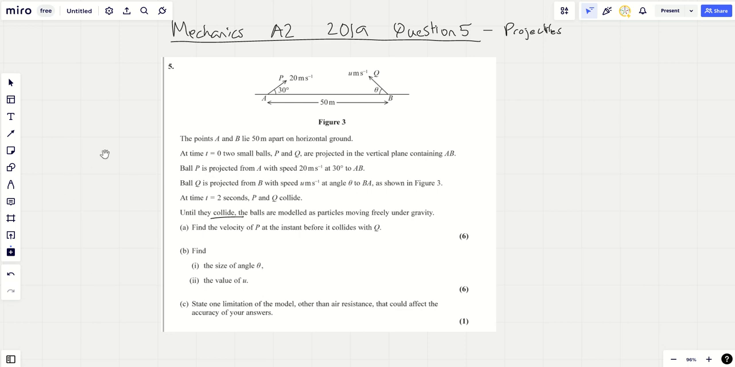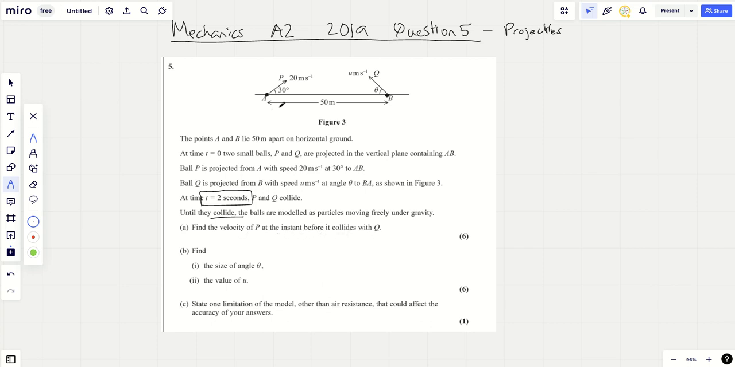Now, I'm going to basically have two things going on here. I've got P, and you can read all of this if you like, but pretty much all of it is on the diagram. We know they collide after 2 seconds, which is interesting. Until they collide, the balls are modelled as particles moving freely under gravity. Okay, fair enough. Find the velocity of P at the instant before it collides with Q.